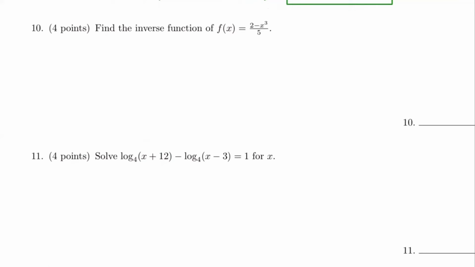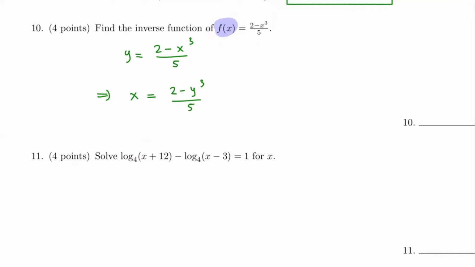All right, we're up to number 10 now. Find the inverse function of f of x. First thing you're going to do is replace f of x with y. So we have y is equal to 2 minus x cubed over 5. And then you are going to switch x and y. So now this becomes x is equal to 2 minus y cubed over 5.